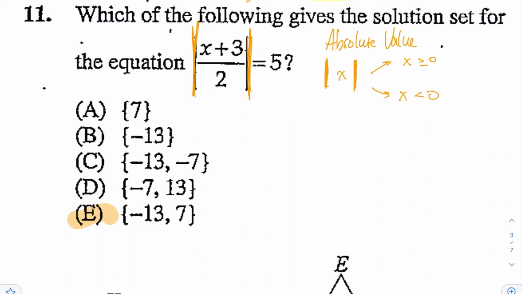If x, the stuff inside the parentheses, is positive, the absolute value of x is just equal to x. So nothing happens to it. But if the stuff inside is negative, the absolute value will actually negate the negative number, and it'll turn a negative number positive.